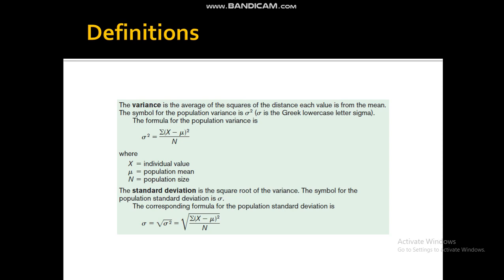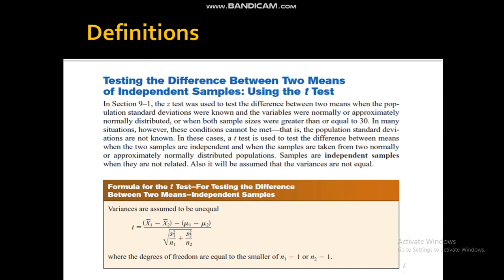So we have here the definitions and formulas. And take note that if you square the standard deviation, the result is variance. And if you get the square root of variance, the result is the standard deviation. So I have here the definitions and formula for t-test. The t-test is used to test the significant difference between the means of two groups.